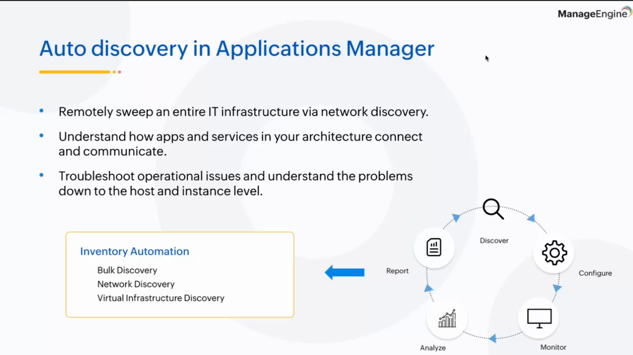Now, ideally, there are two types of dependency mapping that can be done with Applications Manager. The first one is server to application dependency, and the second one is application to application dependency. Now, server to application dependency displays all the applications that are running on a server and maps the applications that are interconnected with each other. Now, application to application dependency displays all the applications that are running on same and different servers and maps the ones that are interconnected.